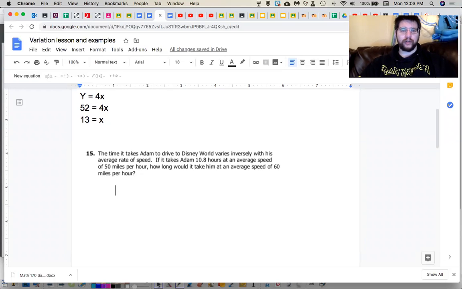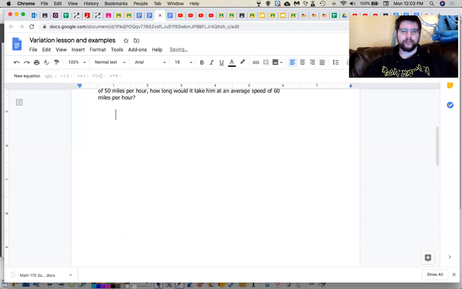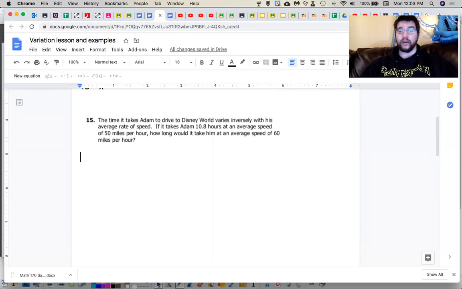Let's look at the next one. It's a word problem, so some people might not like it. It's a little trickier for some. Again, you don't have to use x and y, so I'm going to use whatever variables make sense in this problem. The time it takes Adam to drive to Disney World varies inversely with his average rate of speed. So let me look. Time varies inversely, speed. So time, I'm going to use a t, varies inversely, so equals k divided by. So for that, I'm going to put a fraction. k over, and then his average rate of speed. So I'm going to call it S for speed. There's my general equation.